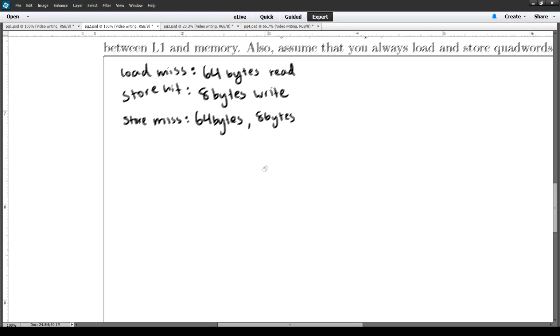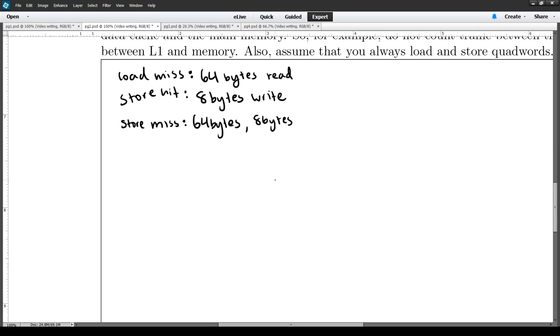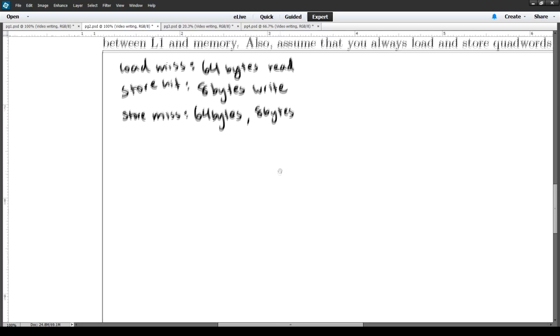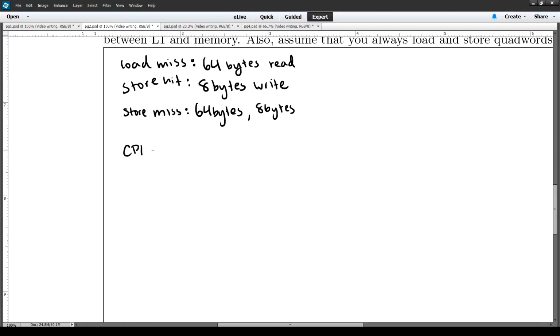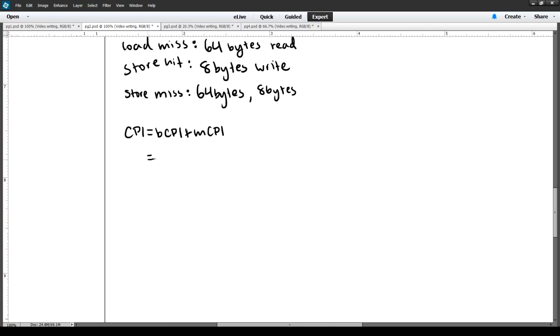So the next step is to calculate the CPI when we're running this program. Here's the CPI equation again. CPI equals base CPI plus the memory CPI. For a classic in-order scalar processor like we have in this problem, the base CPI is just going to be 1, and this is something that was confirmed on Piazza.